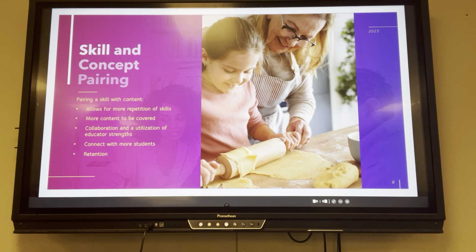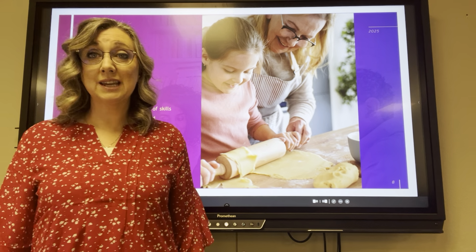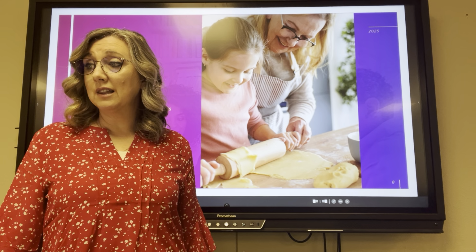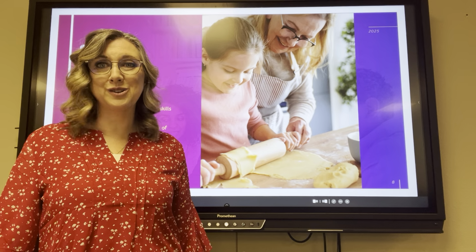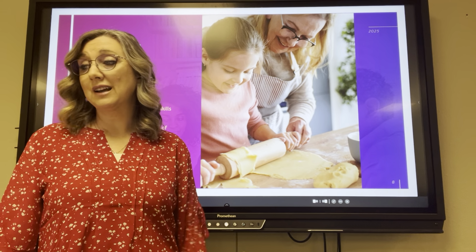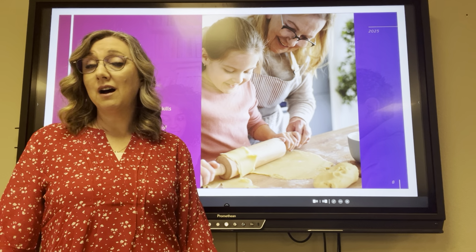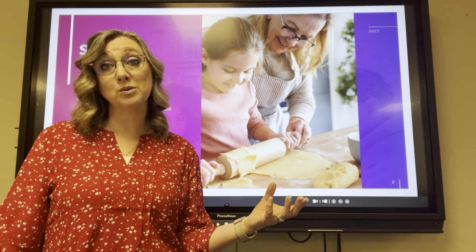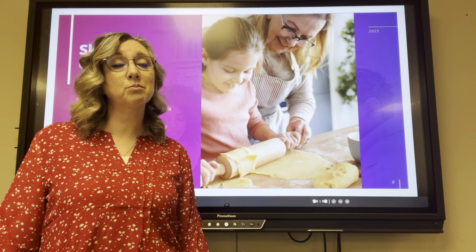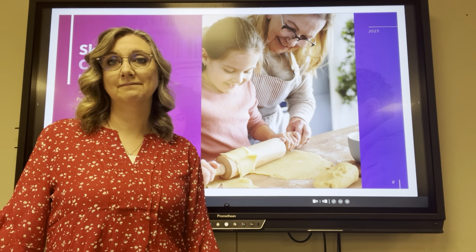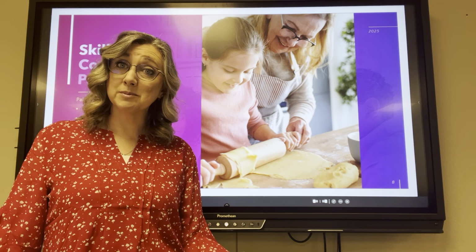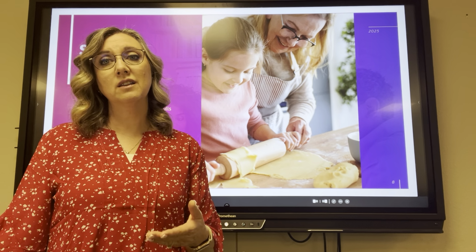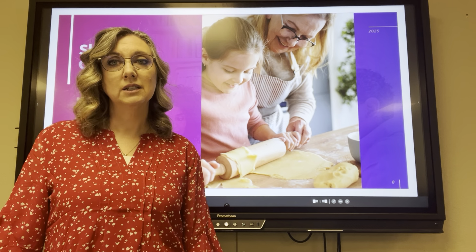Skill and concept pairing. Effective implementation of cross-curricular learning involves thoughtful planning and collaboration among educators. You can't do this on your own. We're a team. That's what the word team means. Oftentimes, when students get put in teams, you have to talk about the pros and cons. So among your table, let's talk about the pros of being a team. And I'll give them some time to think about that. Let's also talk about the cons, the hard things about being a team.